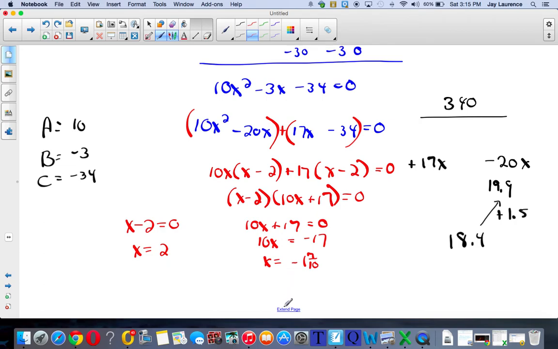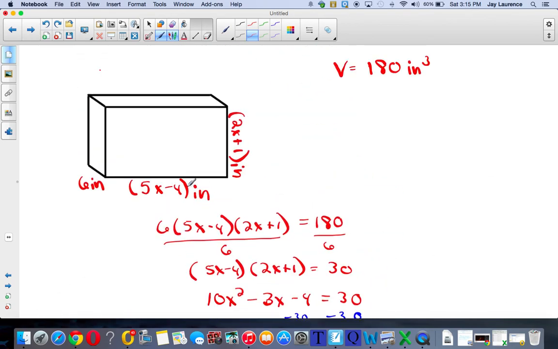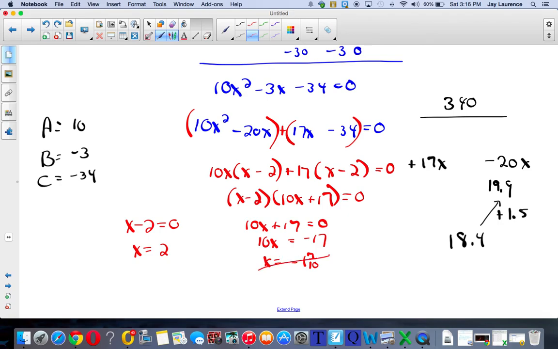I apologize. All right. Now, again, I get this negative for x. I don't just throw it away. I come up here and look. If I put a negative 1 or a negative 2 in here, the 5 becomes negative. Negative 5 minus 4 becomes negative 9. Can't have a negative dimension. So I'm going to throw this one away.